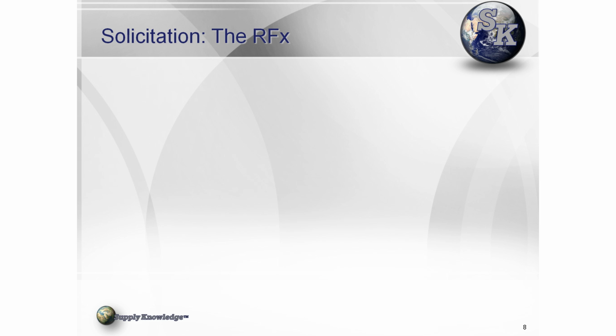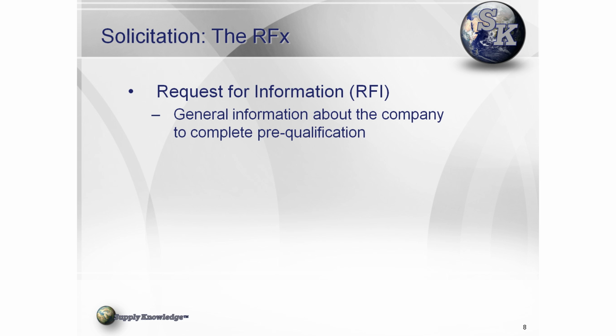We generally refer to the process of obtaining quotations and proposals as the solicitation. The solicitation process employs three basic formats. The request for information, the RFI, asks for specifics about the company being considered, and is often used as a filtering mechanism to pre-qualify suppliers for bids or proposals or eliminate suppliers that are clearly not capable of meeting the organization's requirements.